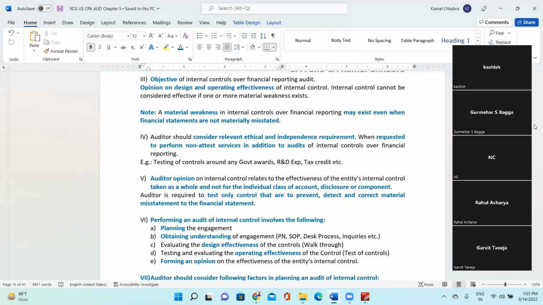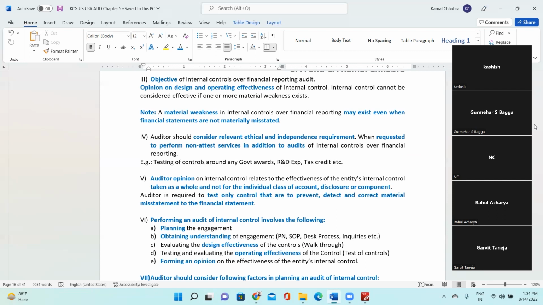Objective is to provide an opinion on design and operating effectiveness of internal control. Internal control cannot be considered effective if one or more material weaknesses exist, right? What is a material weakness? A material weakness in internal control may exist even when the financial statements are not materially misstated.